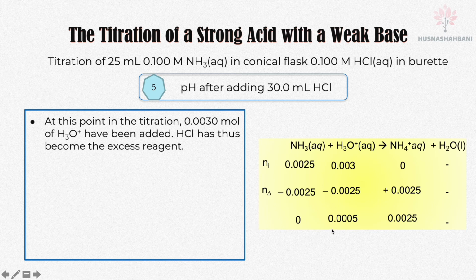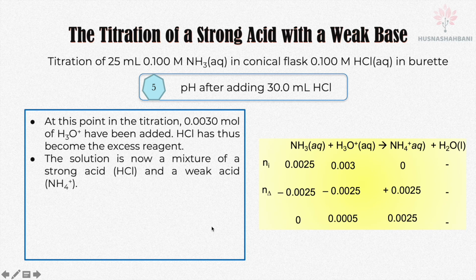So here, H3O plus becomes the excess reagent. In the conical flask, after the neutralization reaction, there are only H3O plus and the conjugate acid, NH4 plus. So it's a mixture of strong acid and weak acid. Our conjugate acid is a weak acid. This H3O plus is from the strong acid, so this is a combination of strong acid and weak acid.